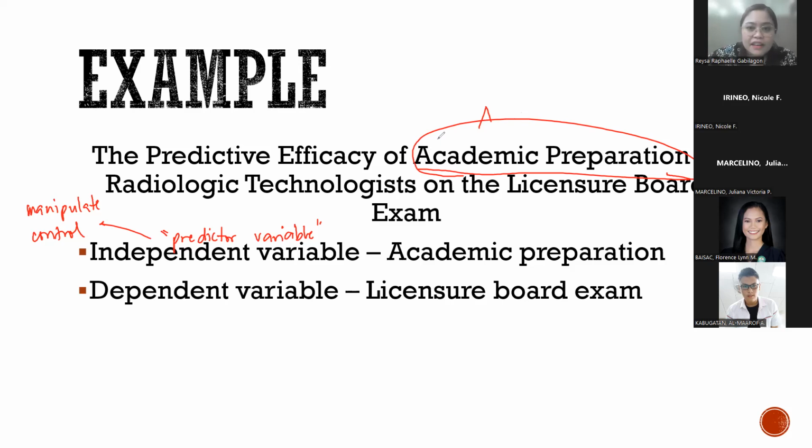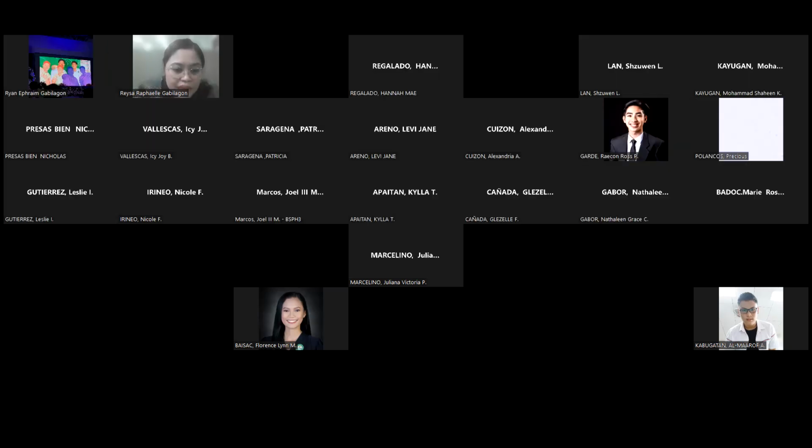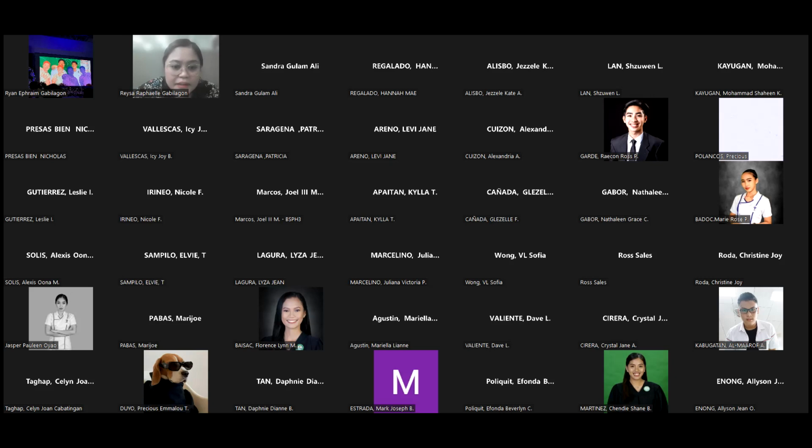And then again, ito yung predictor variable natin, and ano yung magiging outcome? Again, the result of the licensure board exam. So therefore, the dependent variable here is ito, the licensure board exam. That's how we identify the independent and the dependent variable. I'll show you more examples, and let's try to see if you can identify the independent and the dependent variables.